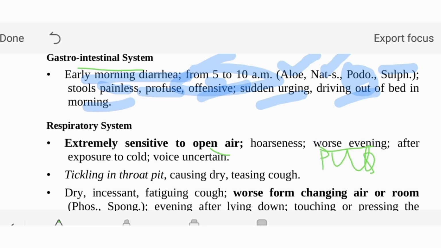Hoarseness, hoarse in the evening. Pulsatilla, always remember by pulsatilla and Rumex comparison, you can remember everything. Pulsatilla has evening hour aggravation. Allium cepa also has evening hour aggravation, you can remember by this.